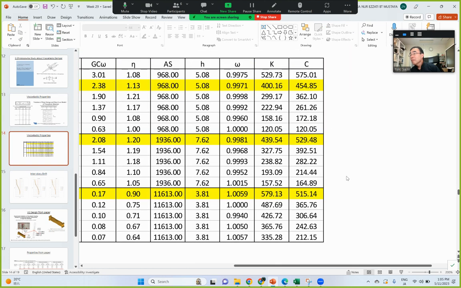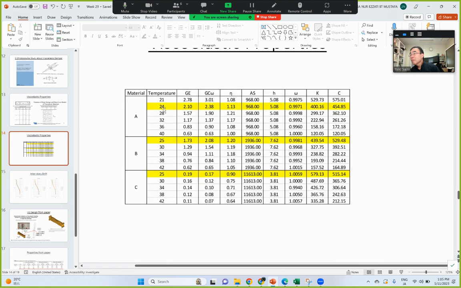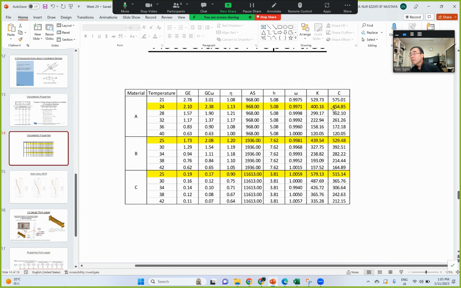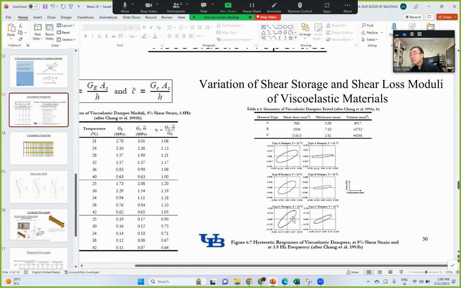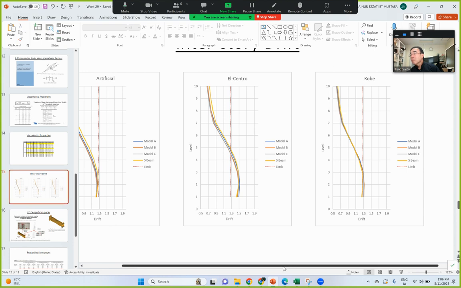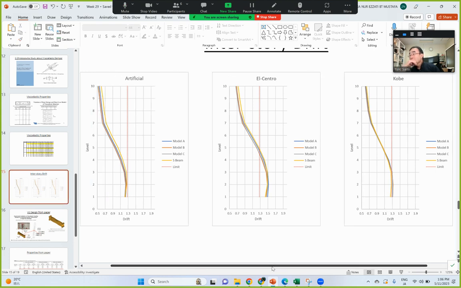And here I calculated the C. I took around 24 degrees Celsius. Here we can compare the K and C. Model A has a more elongated hysteresis shape, with a higher C and lower K. But for model K, the stiffness is higher compared to the damping factor. Here we also see K is higher compared to C, while for the others C is higher. But when I ran the analysis, the result was not much different. So yeah.